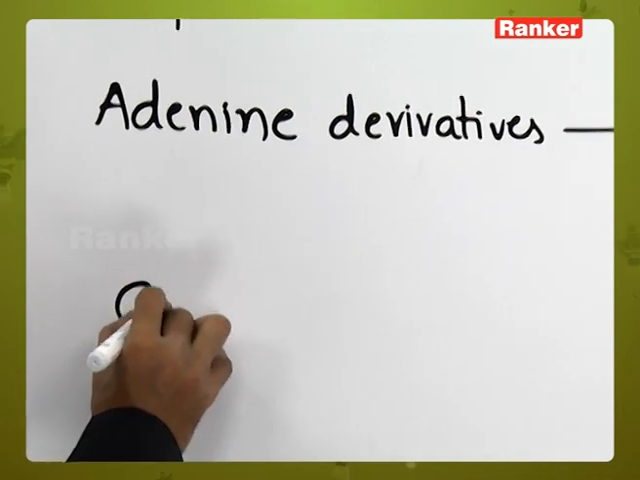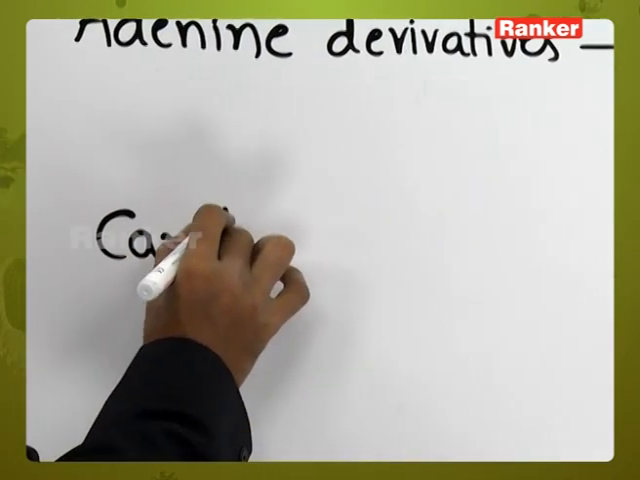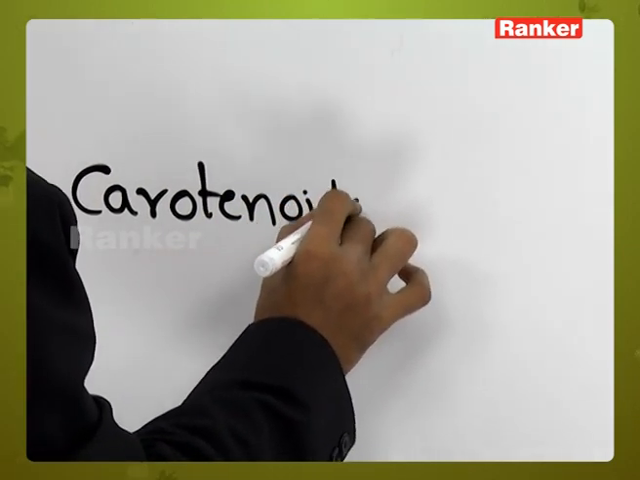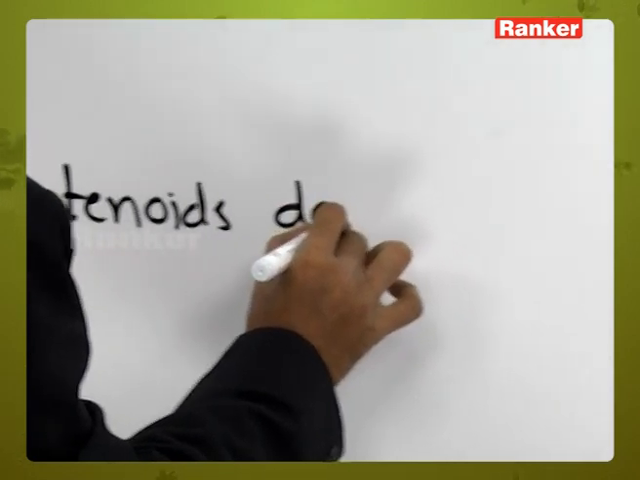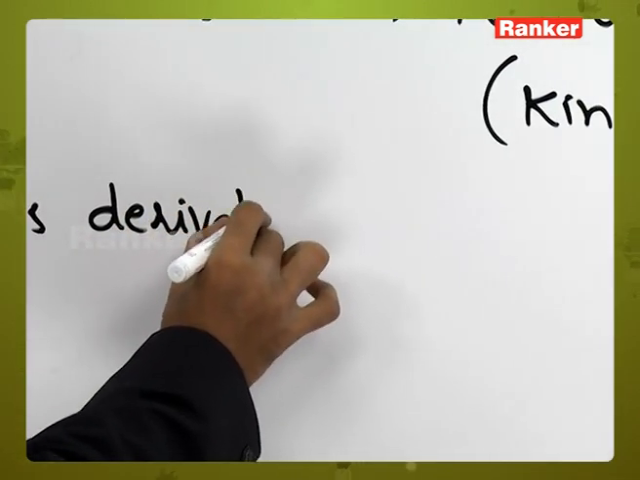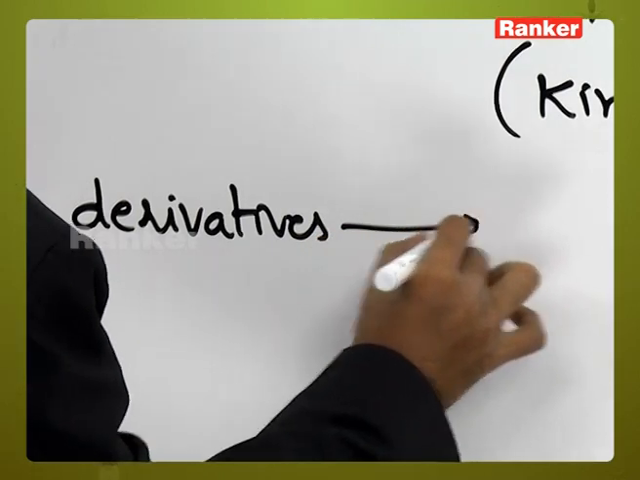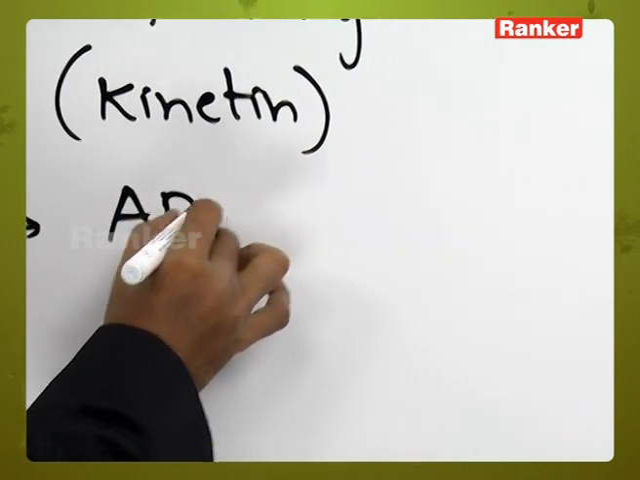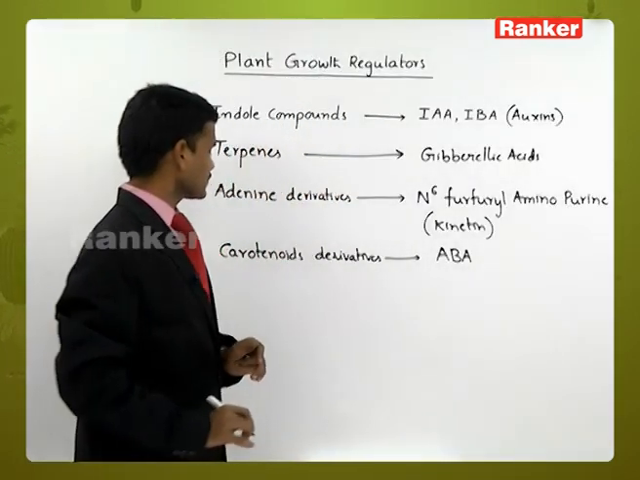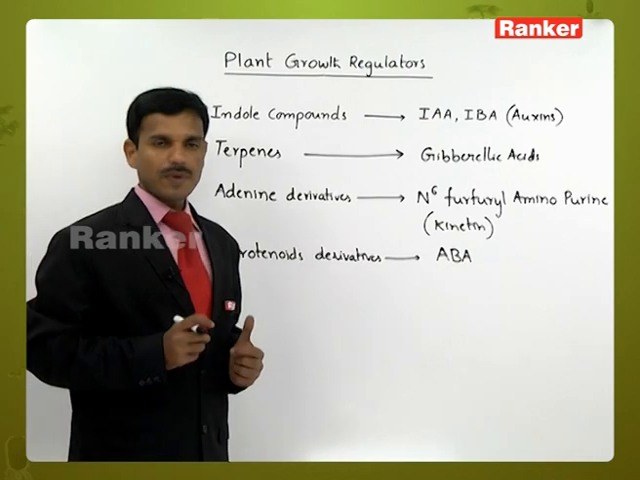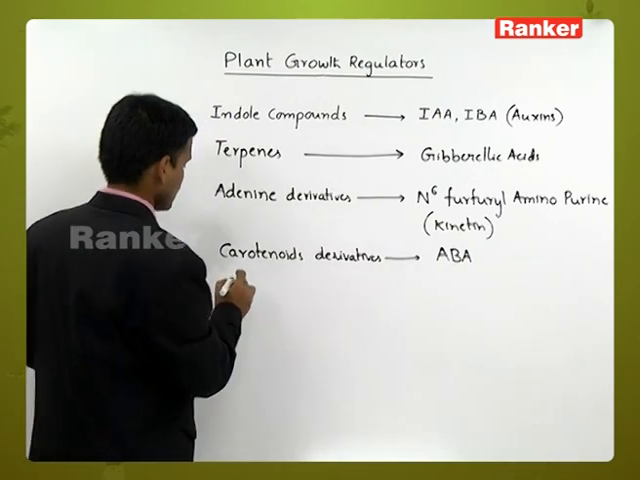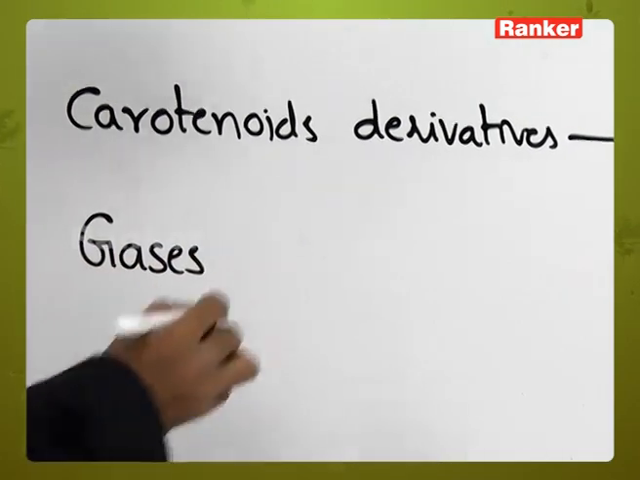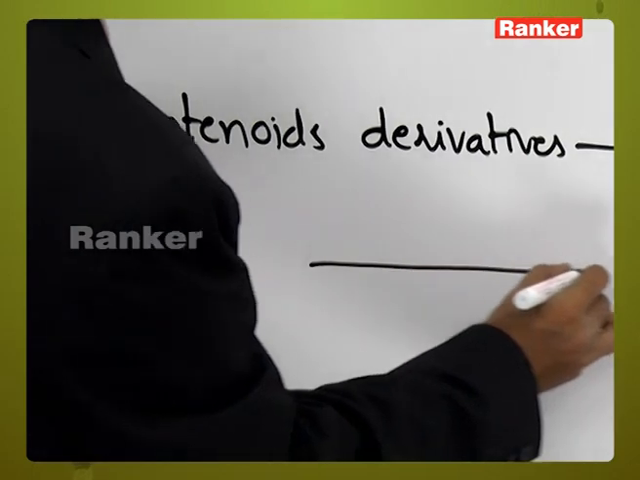Some are carotenoids, like abscisic acid, ABA, abscisic acid. And some plant growth regulators are in the gaseous form. Gases are also acting as plant growth regulators, like ethylene.